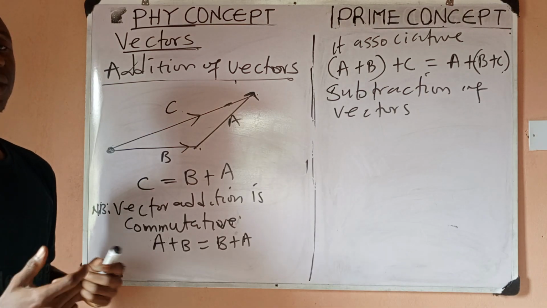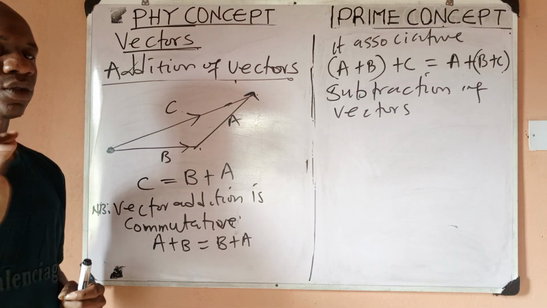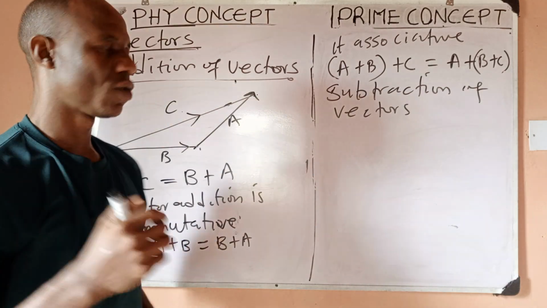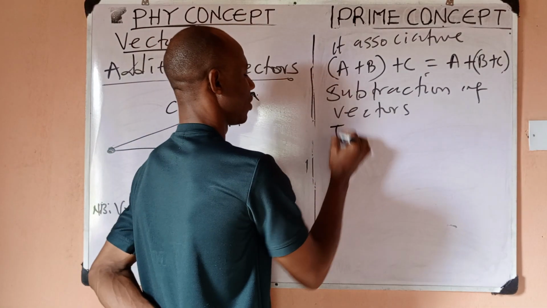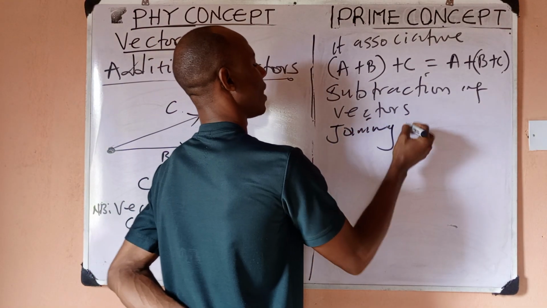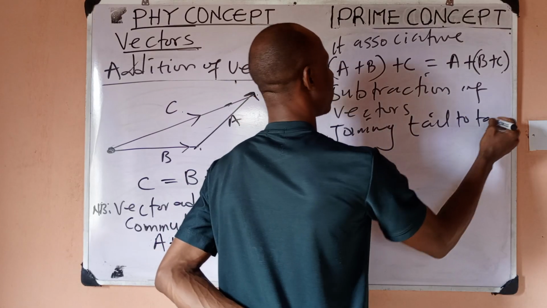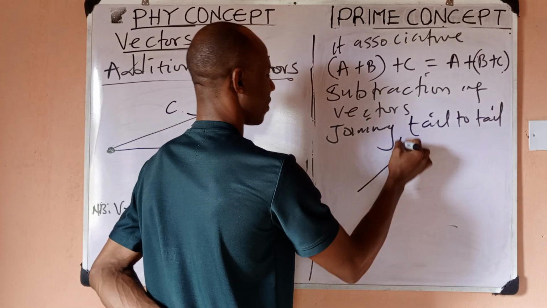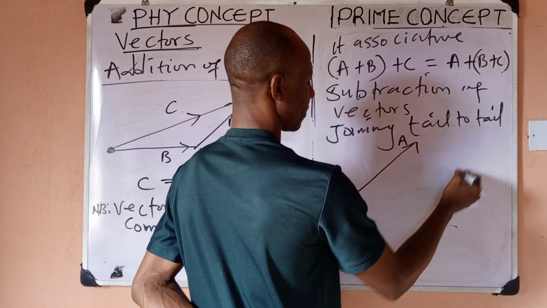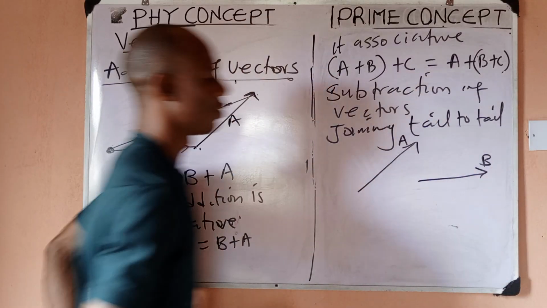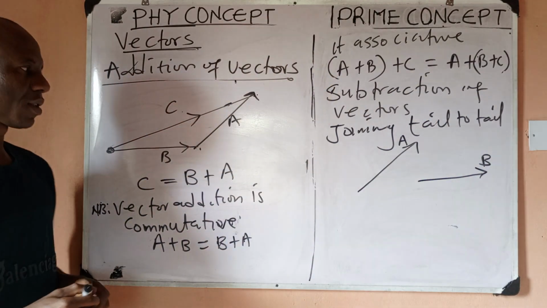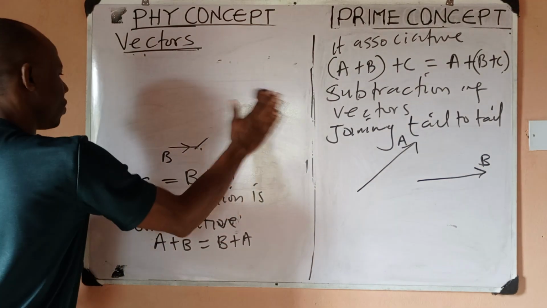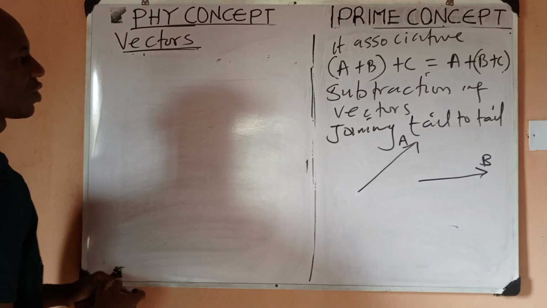Vectors can be subtracted by joining them tail to tail. The vectors can be subtracted by joining them how? Tail to tail. So this is subtraction. Which means if I have, say, this is vector A, and this is vector B, same way, and I want to subtract these two vectors, I would subtract by joining them tail to tail. Let's do that and see what the result would be.